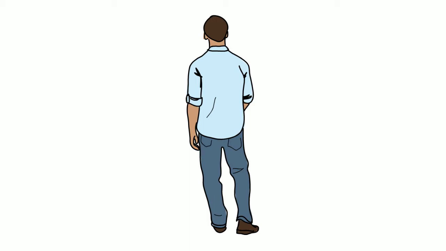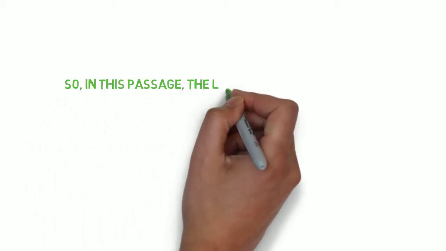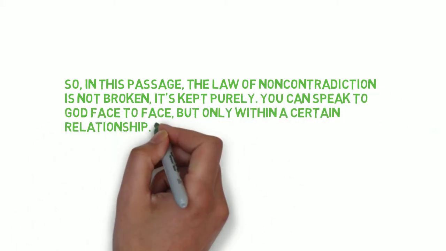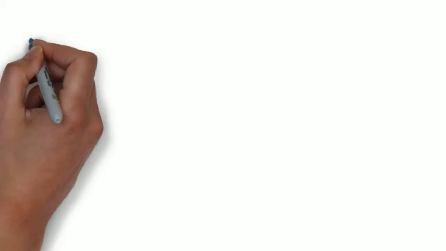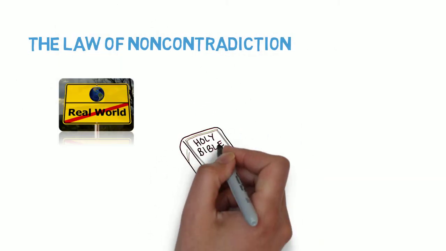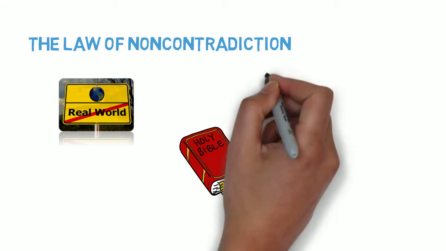The relationship has changed. So, in this passage, the law of non-contradiction is not broken. It's kept purely. You can speak to God face to face, but only within a certain relationship. Remember, theologically speaking, Jesus himself is said to be God, and he came to the earth and spoke with thousands of people face to face, and none of them died. So the law of non-contradiction is something that permeates reality, even becoming evident in the Old Testament Bible verses.